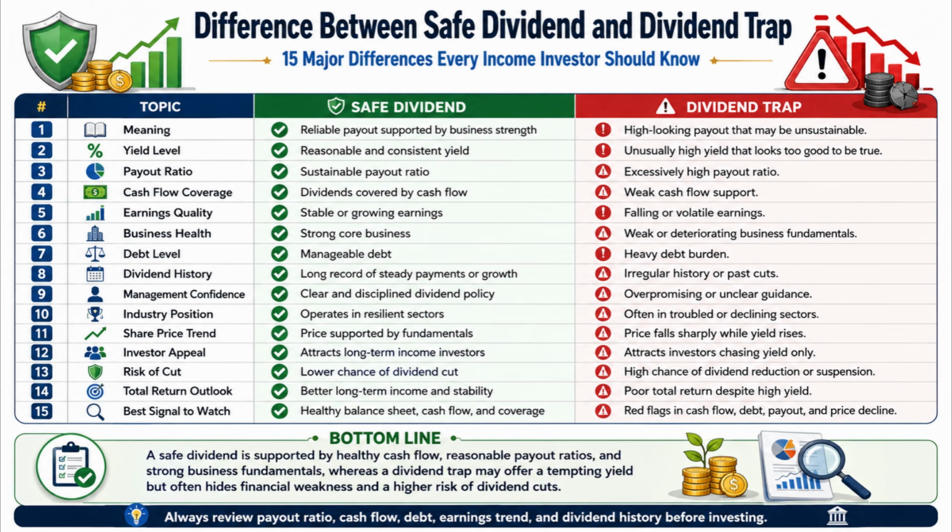Number 12. A safe dividend tends to attract long-term income investors. On the other hand, a dividend trap often attracts investors who are chasing yield only. Number 13. A safe dividend carries a lower chance of dividend cuts, whereas a dividend trap has a much higher chance of dividend reduction or suspension.